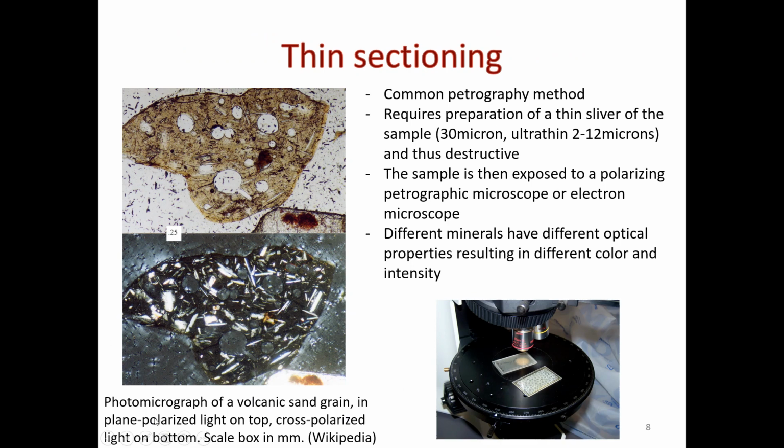So there is a photomicrograph of a volcanic sand grain. It's a single grain, but you can see the different mineralogy within that grain. This is plane polarized light and cross polarized light. Okay? And the scale box right here is in millimeters. So this is 0.25 millimeters. Okay? So you will see different things depending on the type of light that you're using.